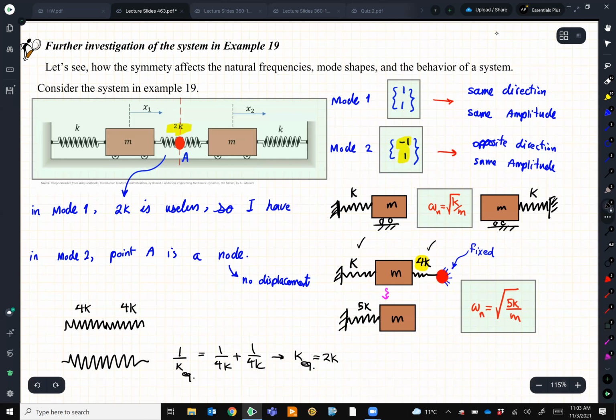These 4K and K, this time they are parallel, right? Why are they parallel? Because their displacements are the same. So we add them and we get 5K. So the result, we found that instead of dealing with a 2-degree-of-freedom system, we can convert it to two independent 1-degree-of-freedom systems. That was the story that we had last day.